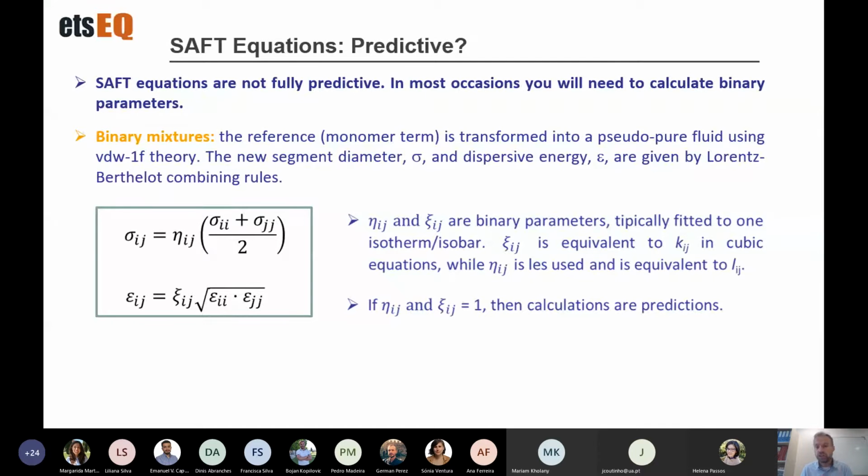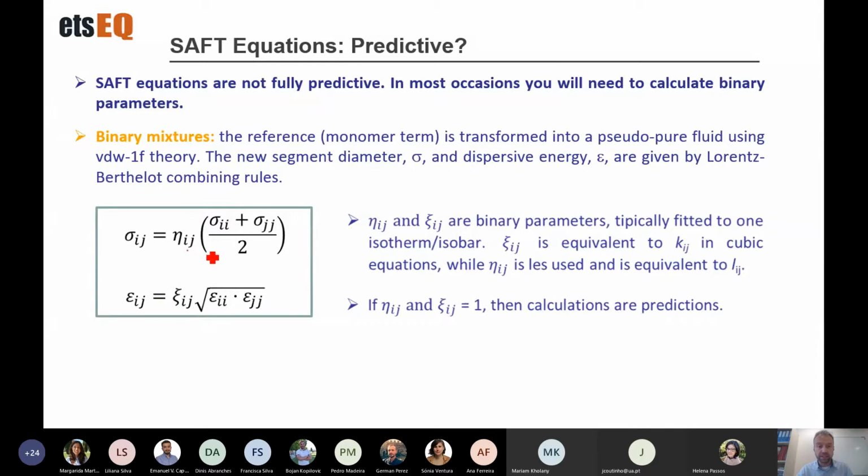Okay, in most occasions you will need to calculate binary parameters. Okay, if you think about it, in all binary mixtures, the reference, which is the monomer term, is transformed into a pseudo-pure fluid because there is not an expression for mixtures. Okay, so basically for this reference term, you have to convert your two compounds into one. And for that you use the van der Waals one-fluid theory, and you have to estimate a new segment diameter and a new dispersive energy parameter, okay? So this is given by the Lorentz-Berthelot combining rules, which are calculated with these simple equations.